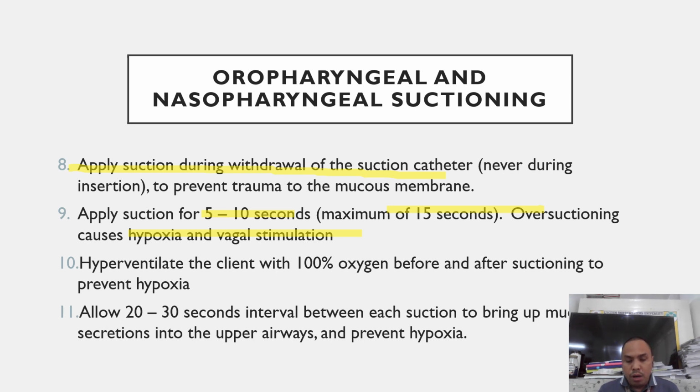Suction attempts should only last 10 to 15 seconds. During this time, the catheter is inserted, the suction applied and discontinued, and the catheter removed. Hyperventilate the client with 100% oxygen before and after suctioning to prevent hypoxia. Also allow a 20 to 30 second interval between each suction to bring up the mucus secretions into the upper airways and to prevent hypoxia.